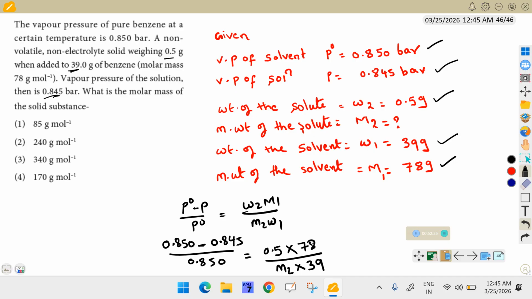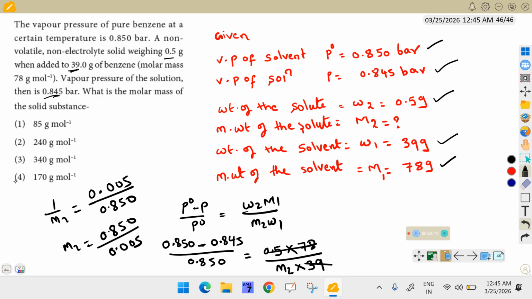78 into 0.5 by 39, 39 cancels, then 1 by m2 is equal to 0.005 by 0.850. m2 is equal to 0.850 by 0.005. You will get 170 grams.